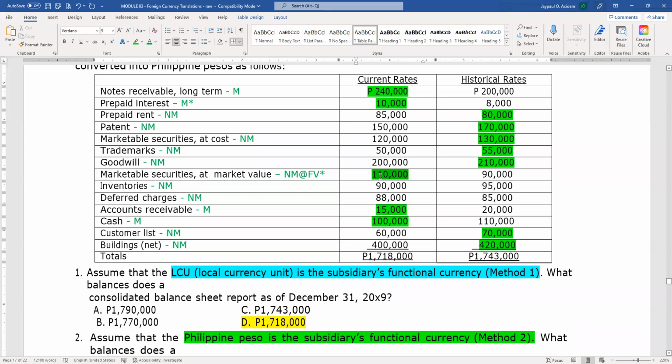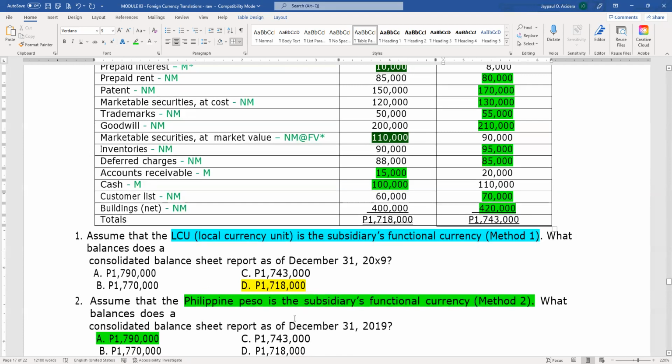So again, ano to? Medyo kakaiba to, ha? Ayan na lang, para alam niyo na special item siya. Actually, ito, special item din to, prepaid interest. Because normally, class, prepayments or prepaid items are non-monetary. So this is the exception. Next, inventories. Ayan, normal na yan. Historical rate. Okay, and deferred charges, non-monetary also.